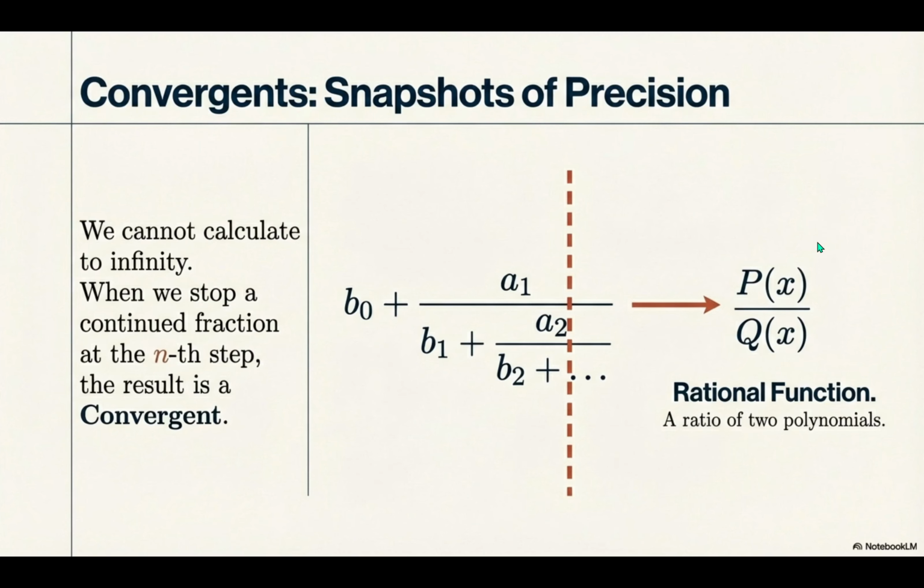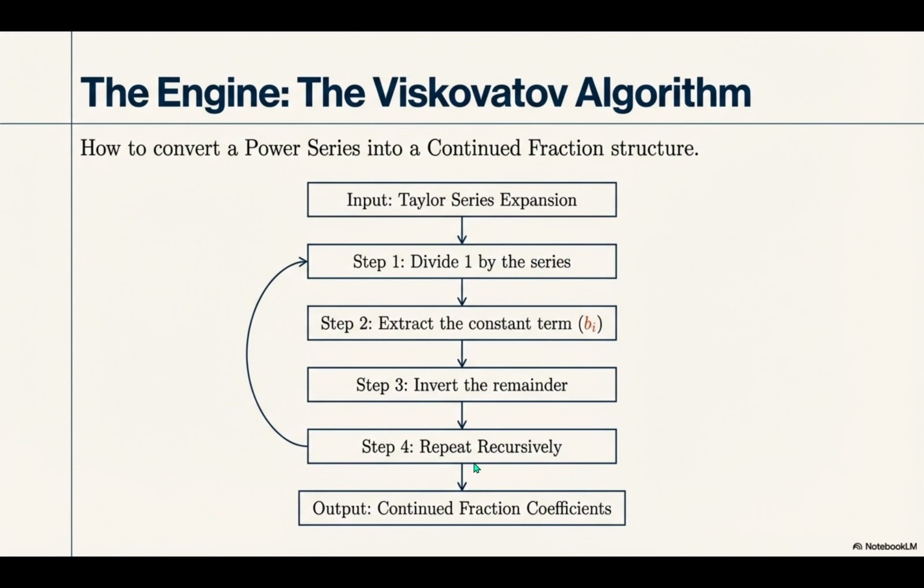Divide, extract, invert, repeat. You are essentially distilling the series. You're taking that linear string of information and refolding it into this deep nested structure. That's a great way to put it. It's like taking a flat sheet of paper and folding it into some intricate origami shape. You haven't added new paper. You've just changed the architecture to reveal something new. That's a beautiful way to put it.